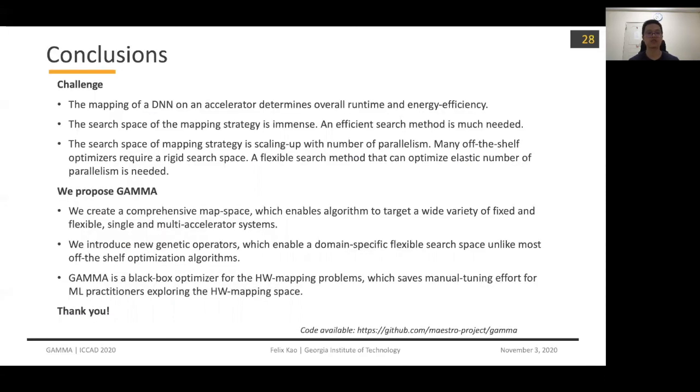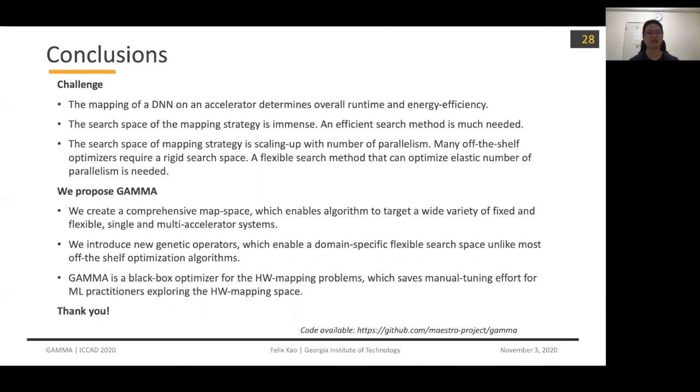Here's our conclusion. The mapping of a DNN on an accelerator determines overall runtime and energy efficiency. But the search space of the mapping strategy is immense. An efficient search method is much needed. Also, the search space of the mapping strategy scales up with the number of parallelism levels. Many off-the-shelf optimizers require a rigid search space. A flexible search method that can optimize an elastic number of parallelism levels is needed.